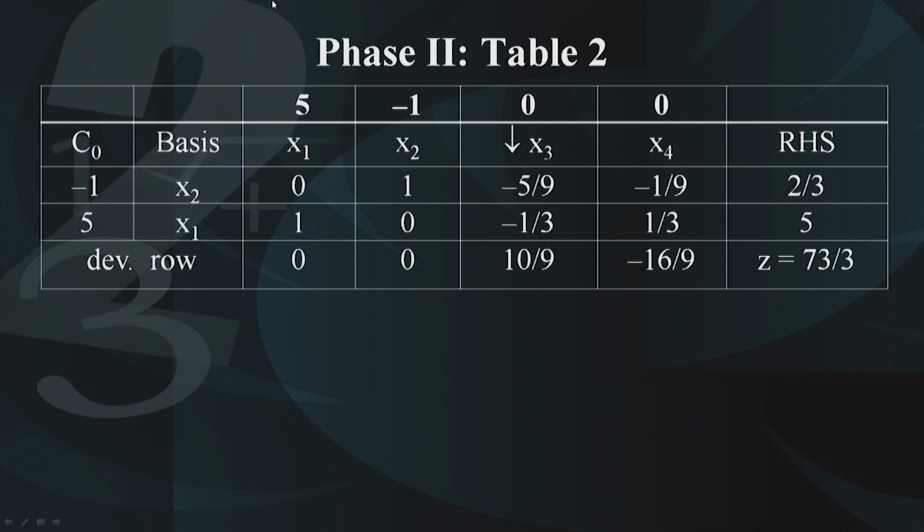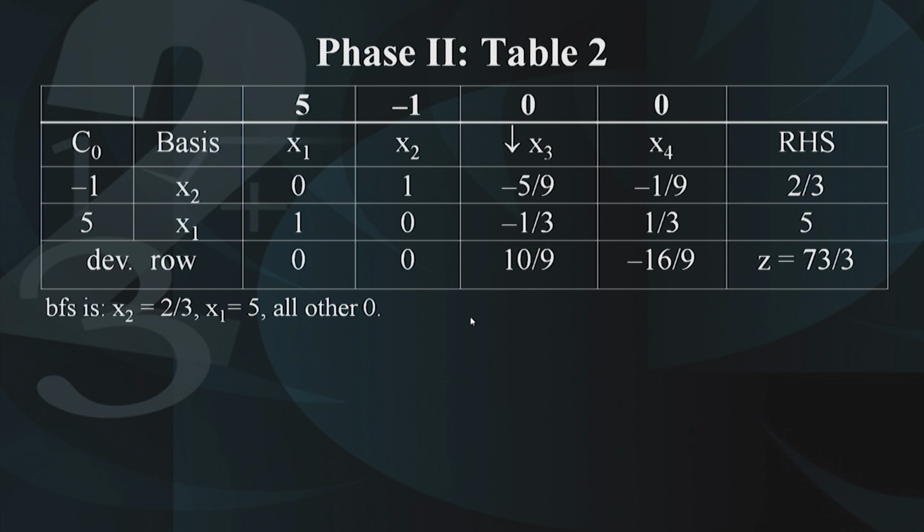Our entry under the x1 column has become 0 and 1, and similarly under x2 it is 1 0, x3 is minus 5 by 9, minus 1 by 3, and the next column is minus 1 by 9, 1 by 3, and the right hand side becomes 2 by 3 and 5. Now, we need to calculate the deviation entries, and we find that the deviation entries are 0, 0, 10 by 9 and minus 16 by 9.